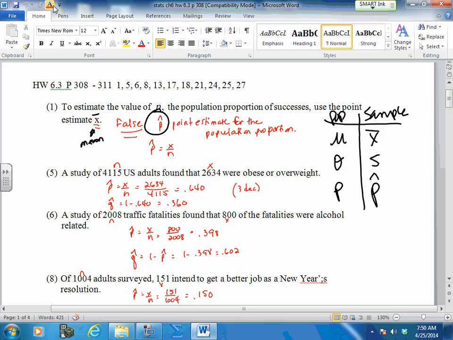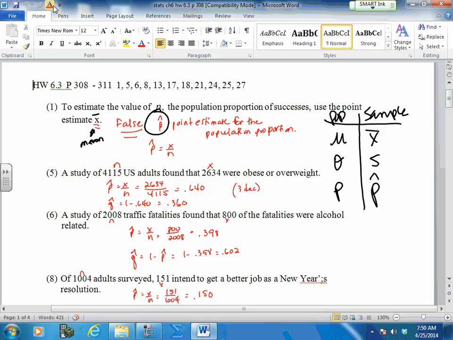This is confusing because I know a couple of you thought this was the year 2008. This is 2008 traffic fatalities. So 800 for alcohol related, what part? Part over whole. 1,004 adults were surveyed. 151 said they wanted to get a better job. So make part over whole. Everybody okay with that? Okay.